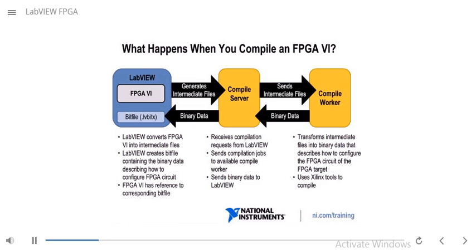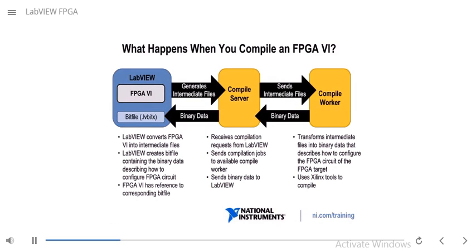The first thing that happens is LabVIEW will convert that FPGA VI into intermediate files. It's going to generate files like VHDL and send them over to the compile server. The compile server receives compilation requests from LabVIEW, and then sends these compilation jobs to an available compile worker. So now we're going from the compile server, and it sends those intermediate files over to the compile worker.